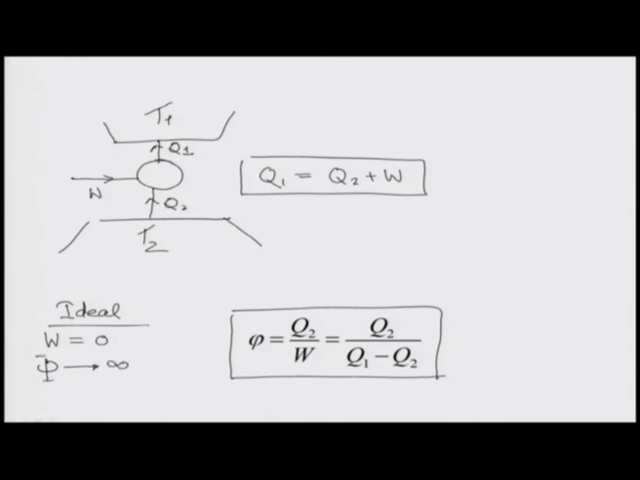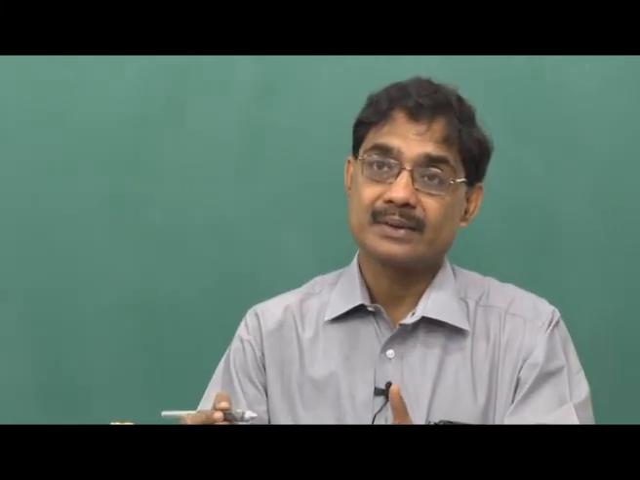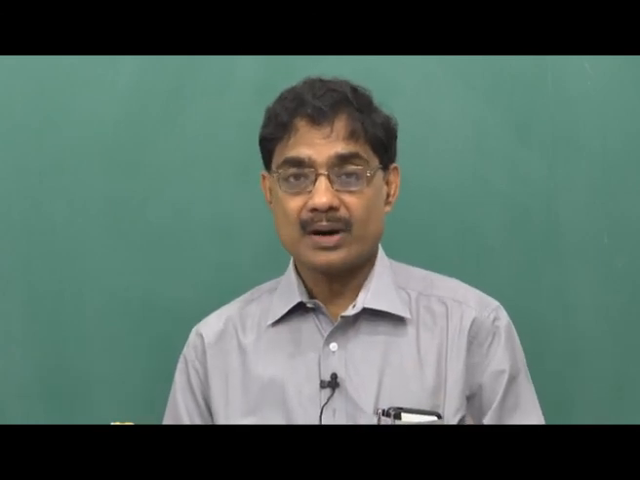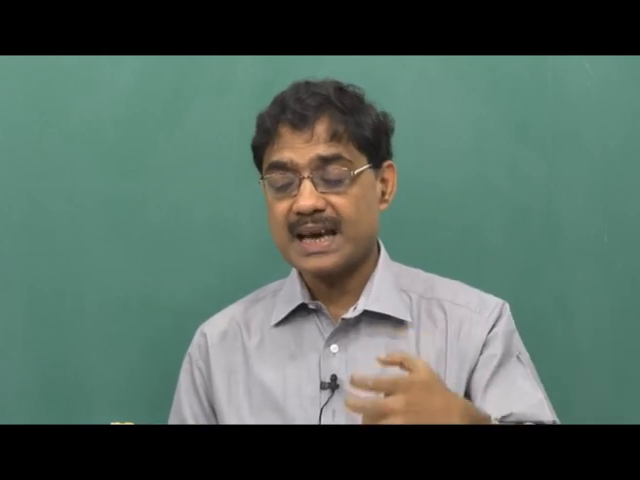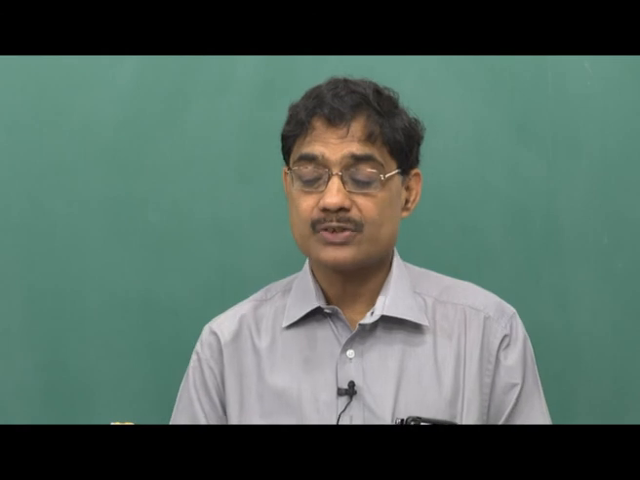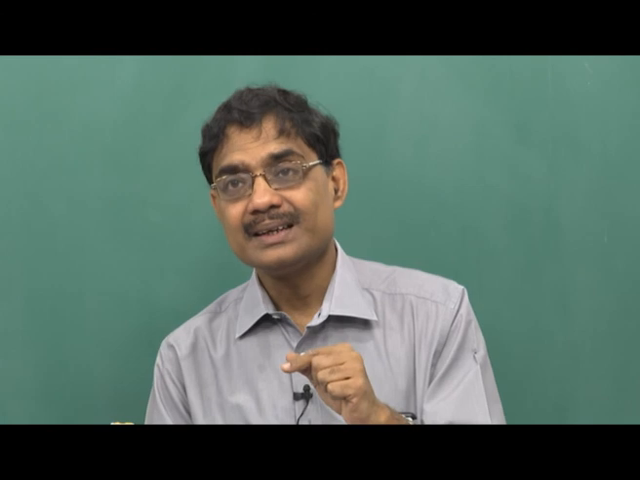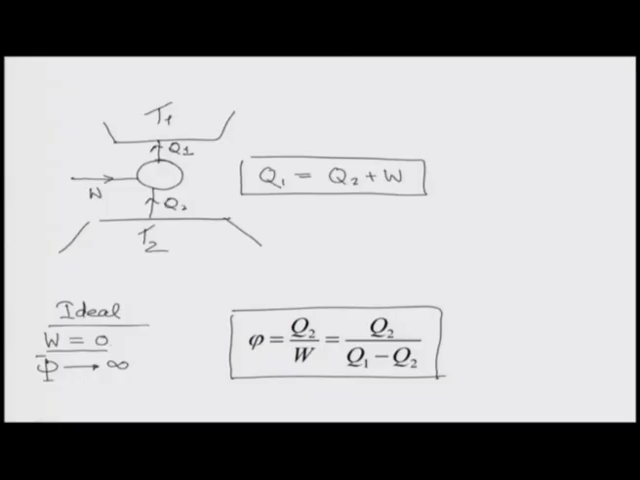So, what I will do? I will extract heat from a cold reservoir and I will dump it to a hot reservoir, but no work is required. Okay? Or rather, I will keep on working in a closed cycle, I will keep on extracting heat from the cold reservoir and no work is necessary to be done on the system. If that ideal situation I can achieve, then W will be equal to 0 and phi will be infinity.